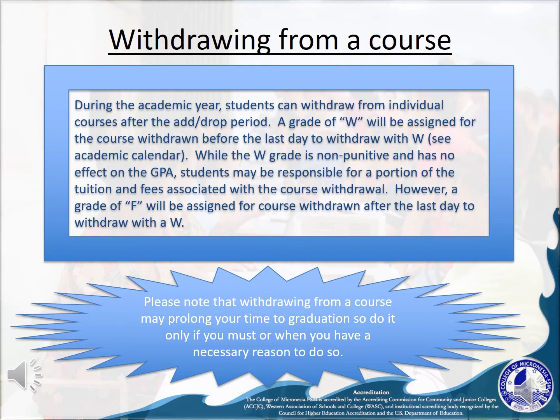While the W grade is non-punitive and has no effect on the GPA, students may be responsible for a portion of the tuition and fees associated with the course withdrawal. However, a grade of F will be assigned for courses withdrawn after the last day to withdraw with a W.